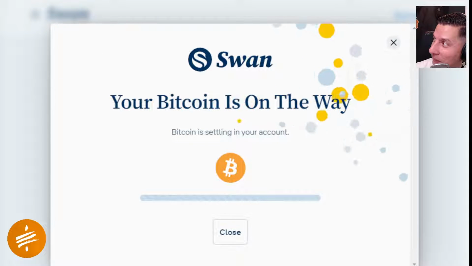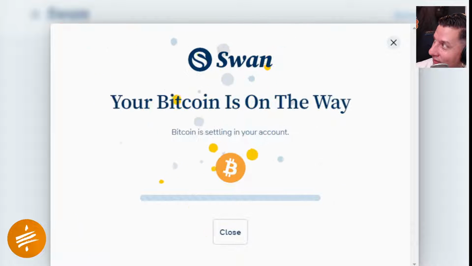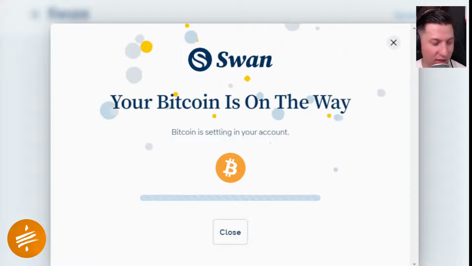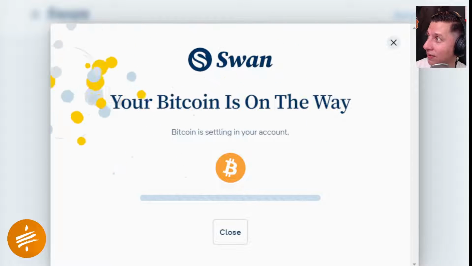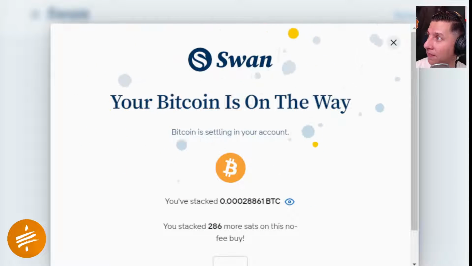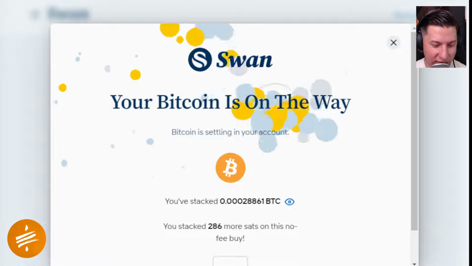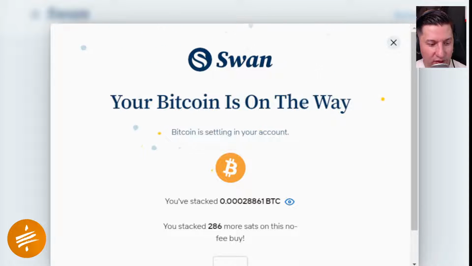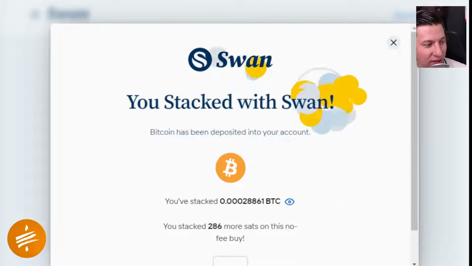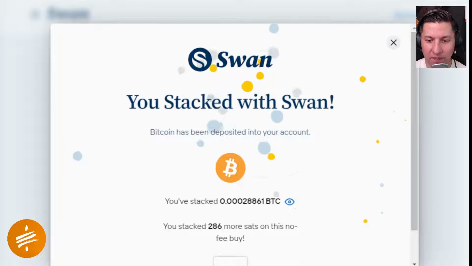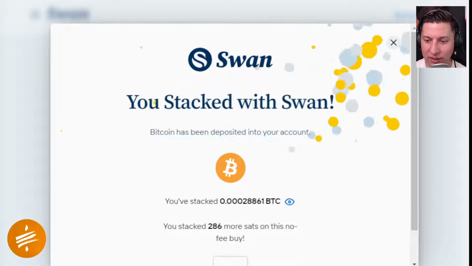Wow, we're getting there. 230. Okay, bring this here. There it is. Just like that, today we're able to stack an additional 286 Satoshis thanks to no fees at Swan. Oh yeah, just like that.